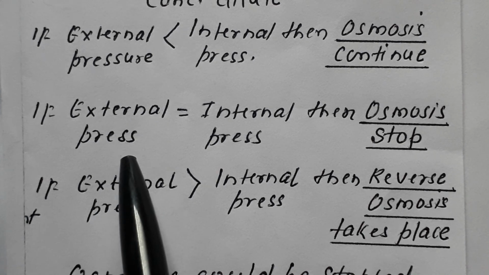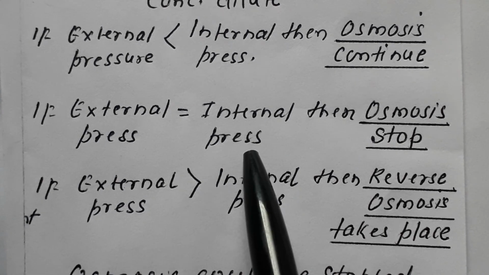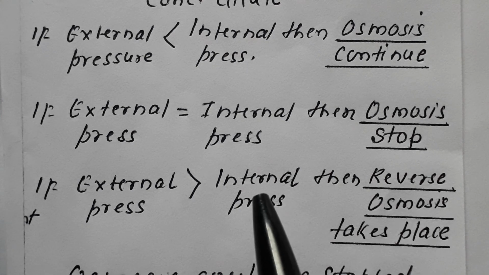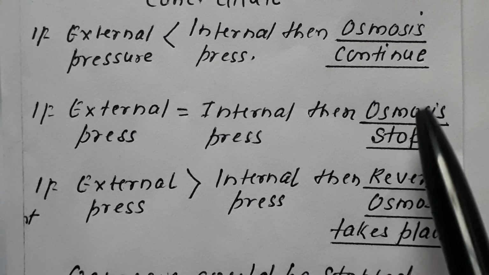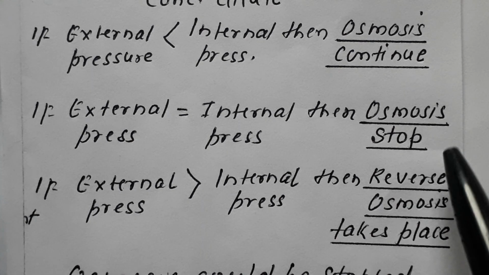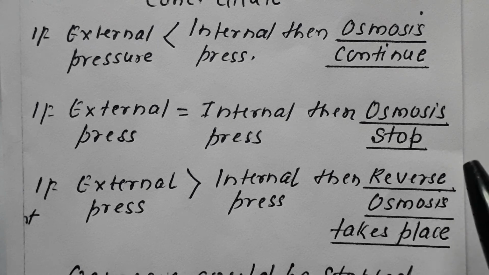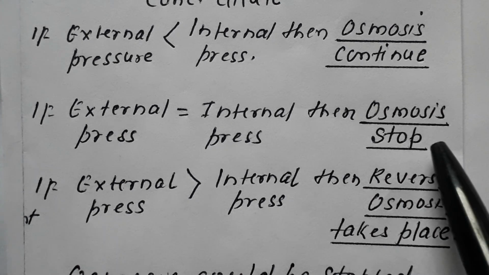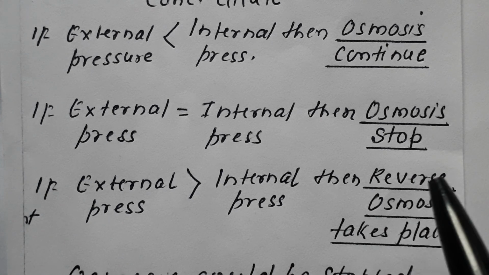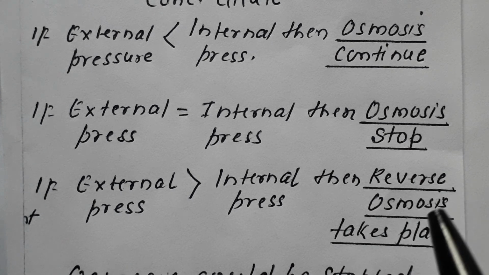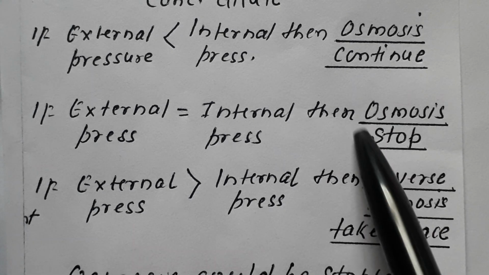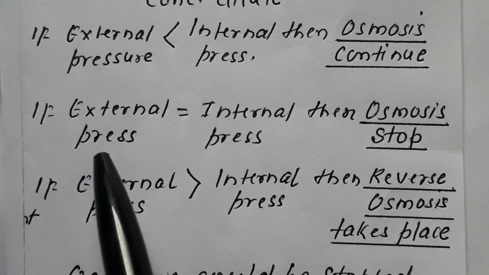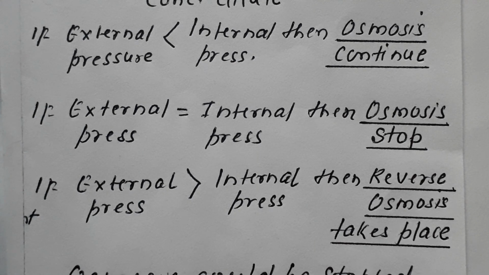But if the external pressure is made equal to the internal pressure, then osmosis will stop. What is osmosis? Osmosis is the specific movement of solvent particles across the semi-permeable membrane from dilute to concentrated solution. This osmosis will stop provided the external pressure is made equal to the internal.